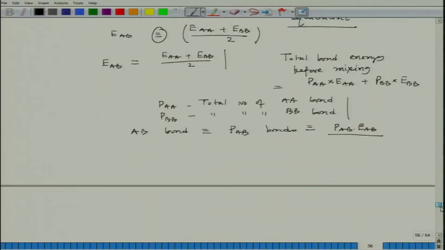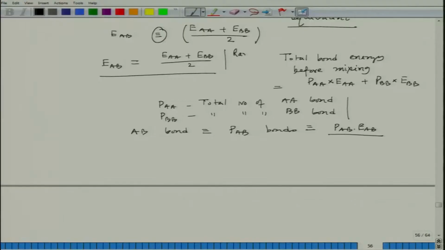At that time, if this particular concept exists, then I could see that between the energy before mixing and after mixing, there is no change in energy. So I will be able to mix A and B completely, and that too randomly. So it would yield a random solution.